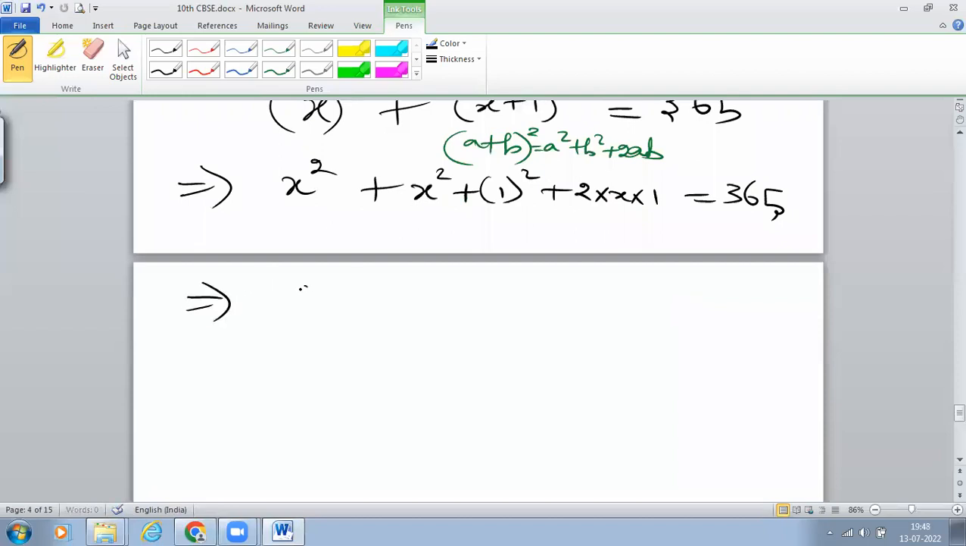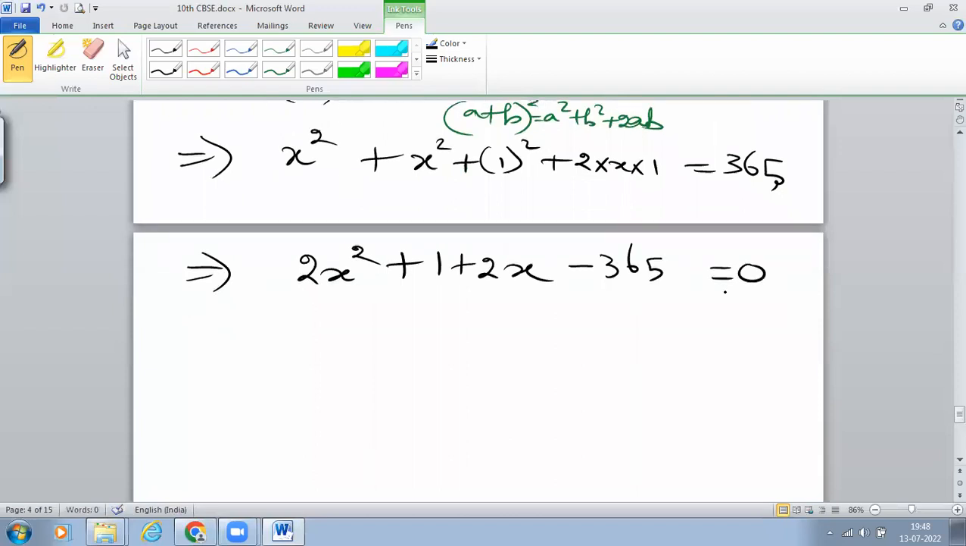Now x square plus x square is 2x square. Now plus 1 square is 1. 2 into x into 1 is 2x. So plus 2x. This plus 365 when taken to the left hand side becomes minus 365, which is equal to 0.